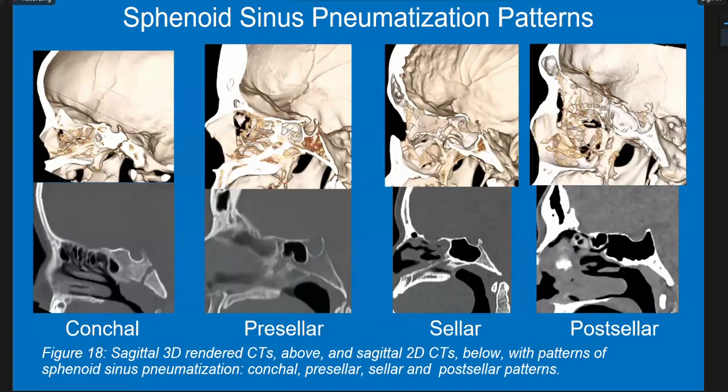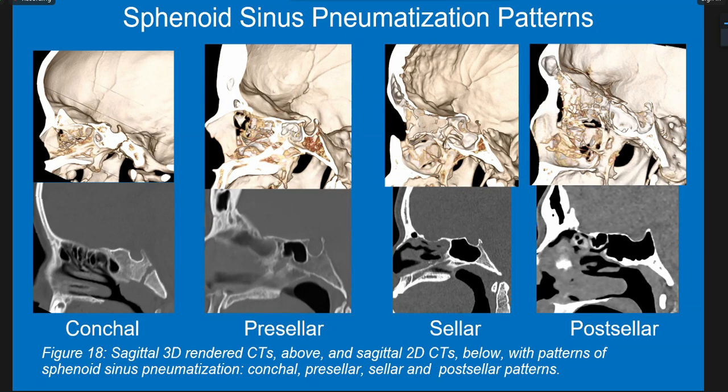So you have different patterns of pneumatization relative to the sella. So you have the conchal pneumatization. This is mainly seen in the pediatric population. You can see this thick bone and a little pneumatization of this sphenoid sinus. You have the pre-sellar pneumatization, where this bone is pneumatized, but it doesn't extend to the level of the sella. It just stops short of, basically it stops at the anterior margin of the sella.